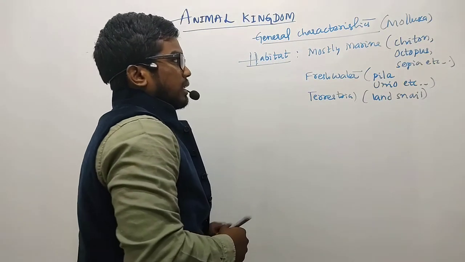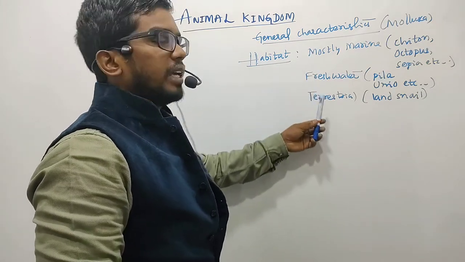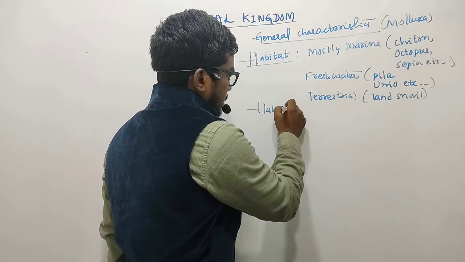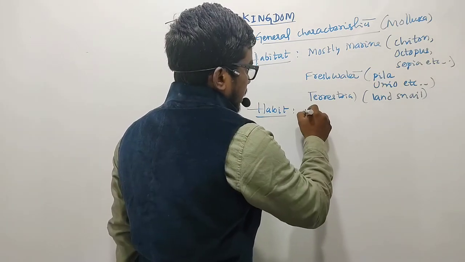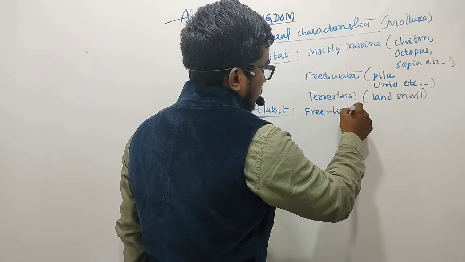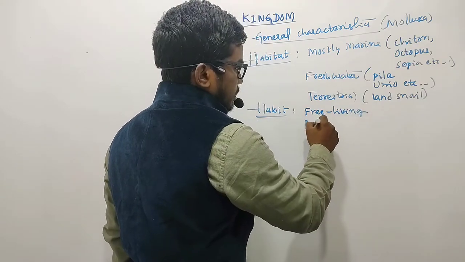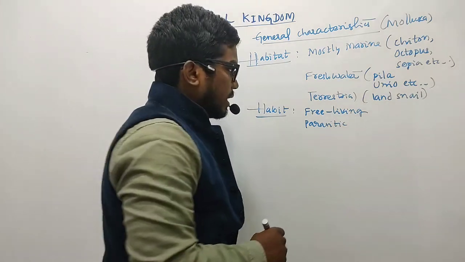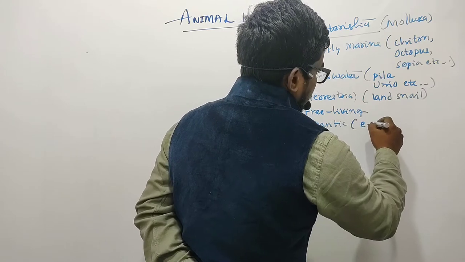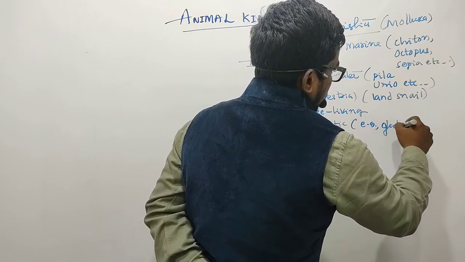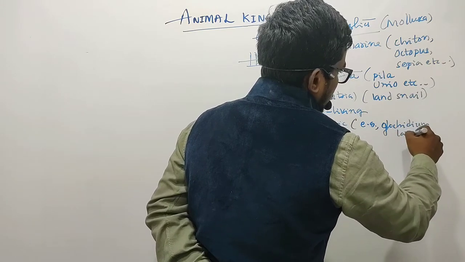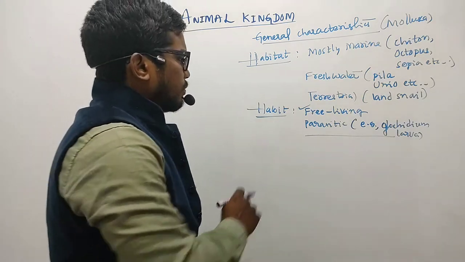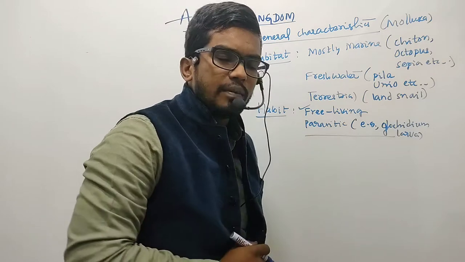So these are the habitats, the dwelling place of these organisms. To go with this, if we talk about their habit, that is their behavior, they are generally free living, or few forms, not all, very few forms can be parasitic, that is they require host for their survival. Say example you can give here is Glochidium larva. But remember, most of them are free living, and very, very few we can find as parasites.